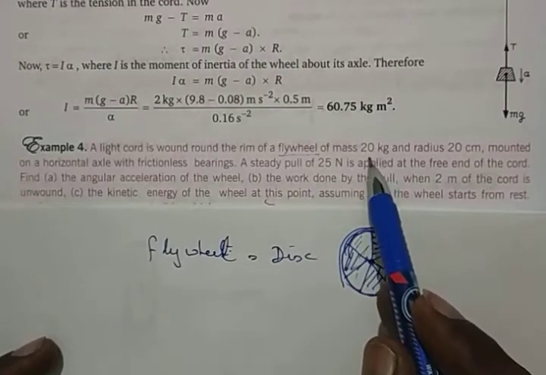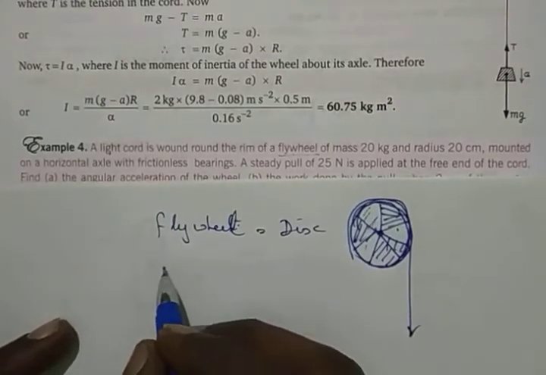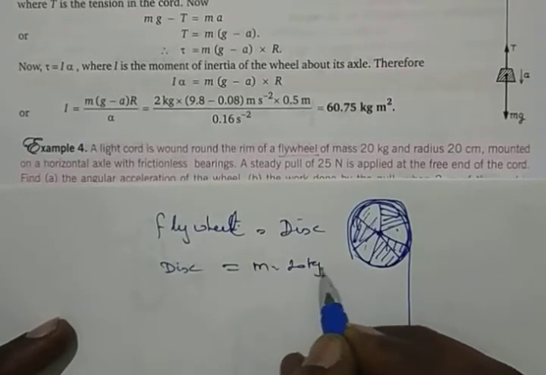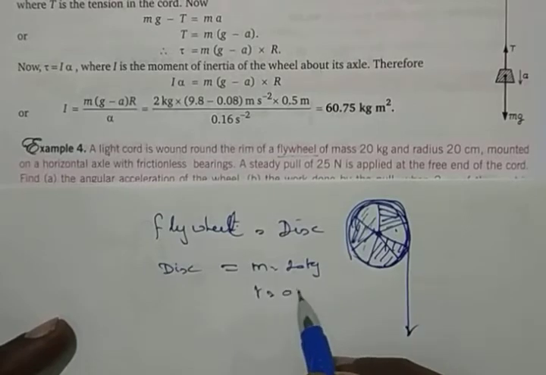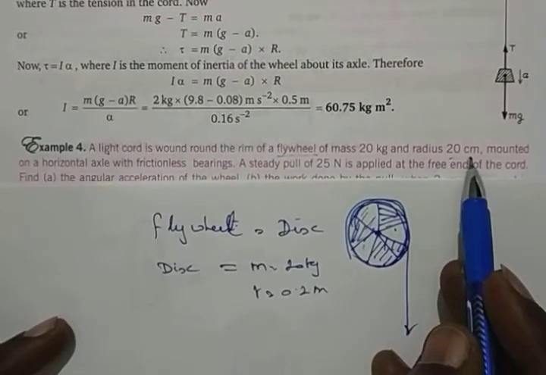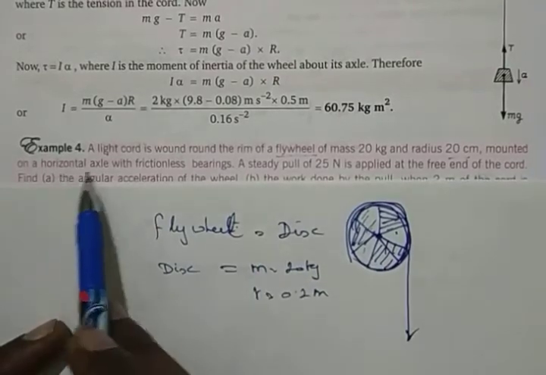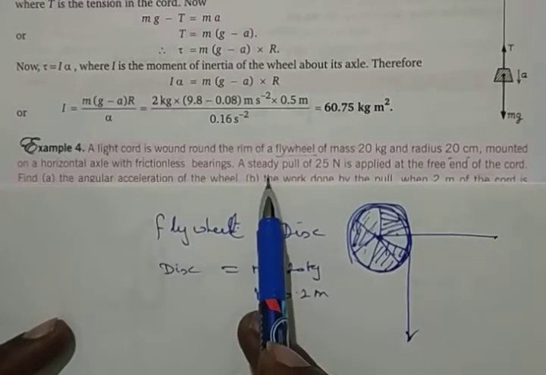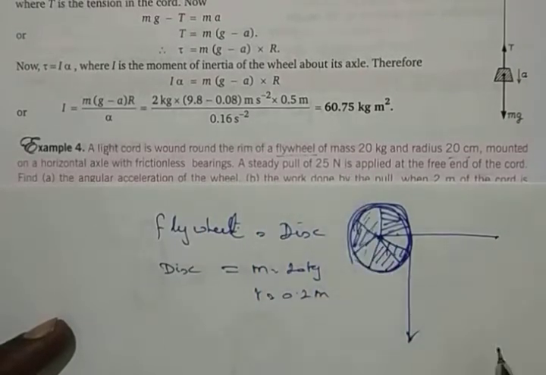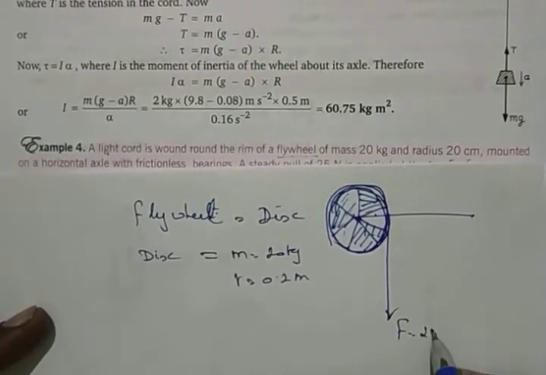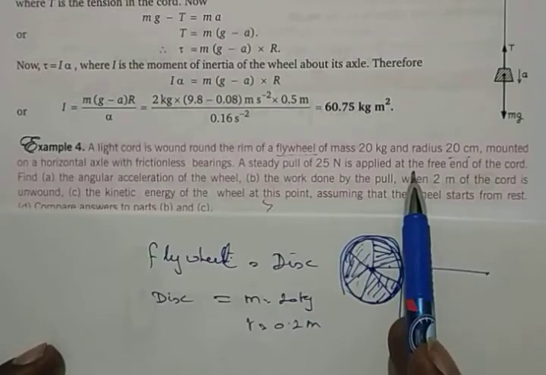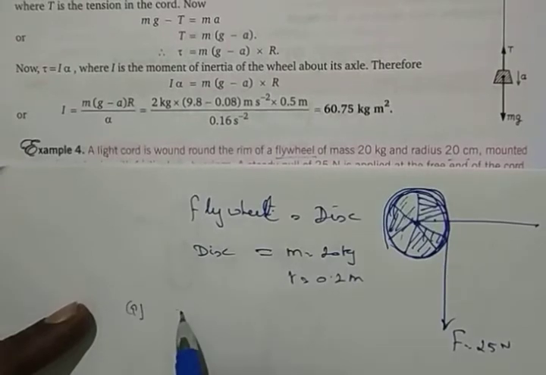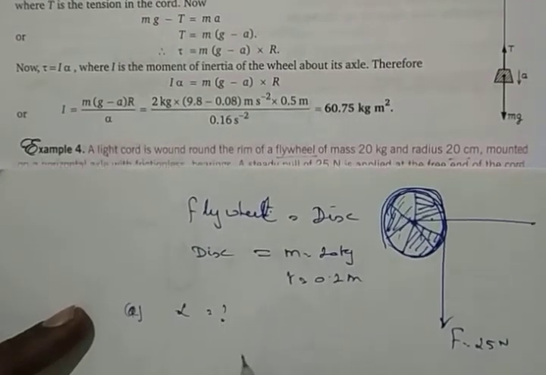And this flywheel has a mass. So the disc has a mass of 20 kg. Radius is 0.2 meters, because 20 centimeters is 0.2 meters. Mounted on a horizontal axis, so this is in the horizontal axis with a frictionless bearing. A steady pull of 25 newtons, a force of 25 newtons, is applied at the free end of the cord. Find the angular acceleration. A part, angular acceleration, alpha is going to be question mark.